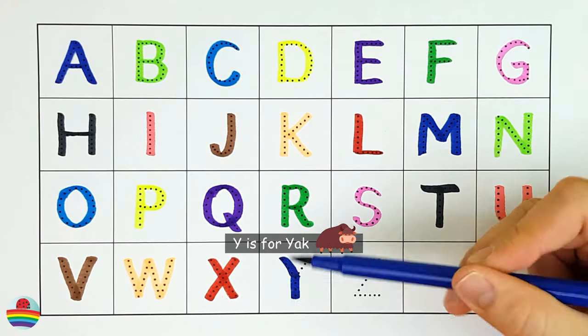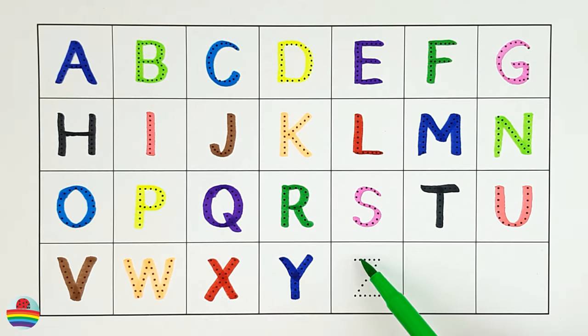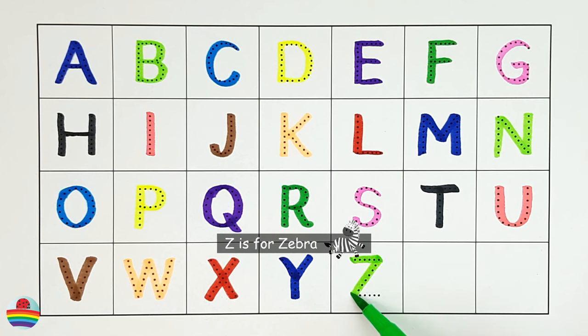Y. Y is for yak. Y. Z. Z is for zebra. Z.